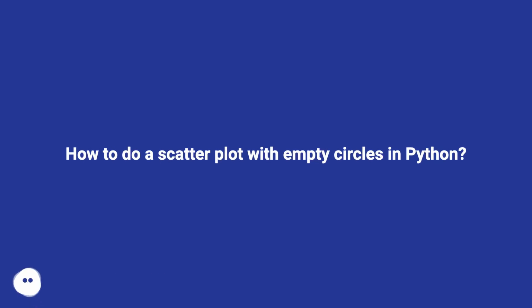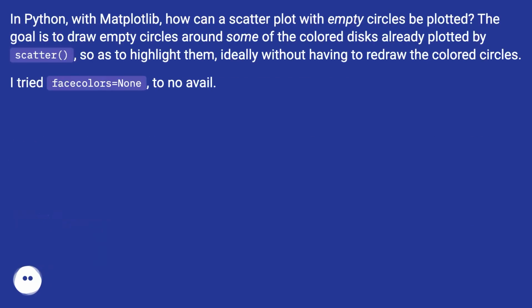How to do a scatter plot with empty circles in Python. In Python, with matplotlib, how can a scatter plot with empty circles be plotted? The goal is to draw empty circles around some of the colored disks already plotted by scatter so as to highlight them, ideally without having to redraw the colored circles. I tried facecolors equals none to no avail.